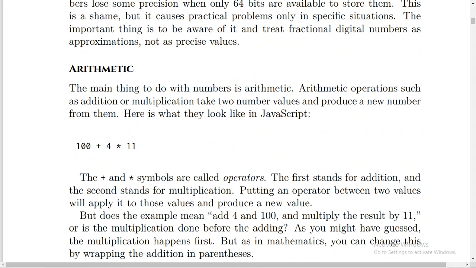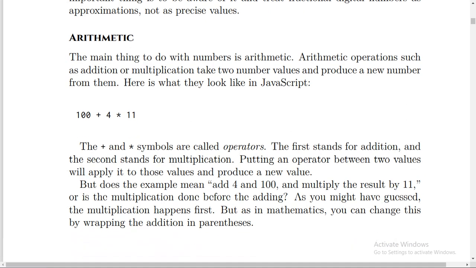What about arithmetic? The main thing to do with numbers is arithmetic. Arithmetic operations such as addition or multiplication take two number values and produce a new number from them. Here is what they look like in JavaScript: 100 + 4 * 11. The plus and multiply symbols are called operators. The first stands for addition and the second stands for multiplication. Putting an operator between two values will apply it to those values and produce a new value.